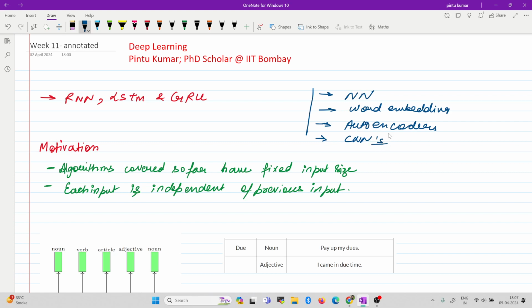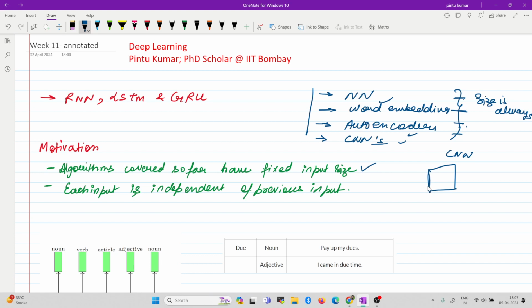So why do we need new methods? Whatever algorithms we have covered so far, even the techniques we learned for word embeddings, the input in these word embedding techniques, neural networks, autoencoders or CNNs, the input size is always fixed. For example, in a CNN, you had to convert every image to a particular size to be able to process it.